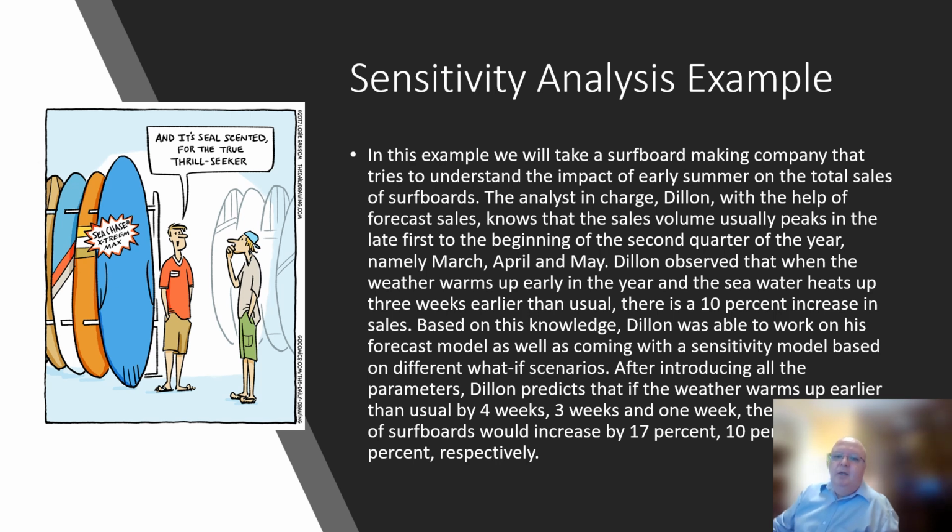Dylan observed that when the weather warms up early in the year and the seawater heats up 3 weeks earlier than usual, there is a 10% increase in sales. Based on this knowledge, Dylan was able to work on his forecast model, as well as come up with a sensitivity model based on different what-if scenarios. After introducing all the parameters, Dylan predicts that if the weather warms up earlier than usual by 4 weeks, 3 weeks, and 1 week, the sales volume of surfboards will increase by 17%, 10%, and 4% respectively.